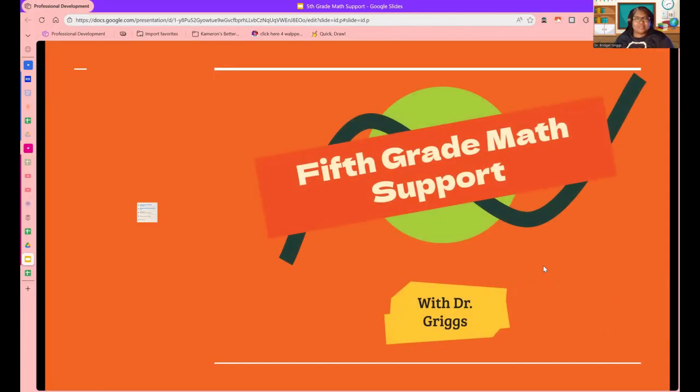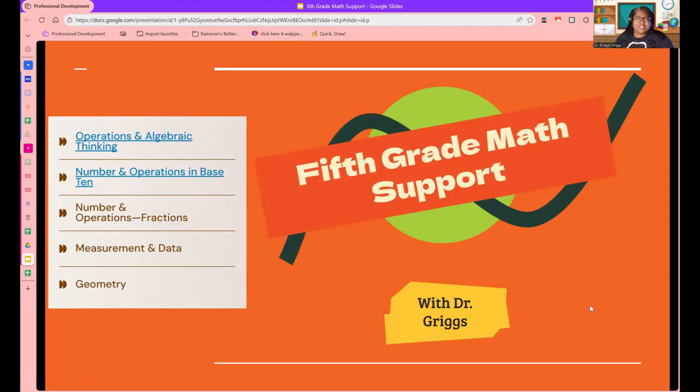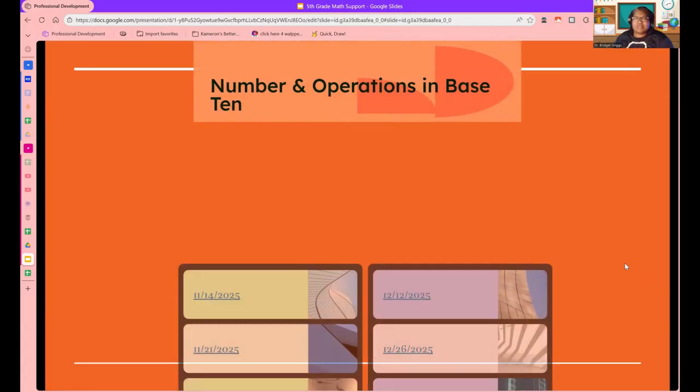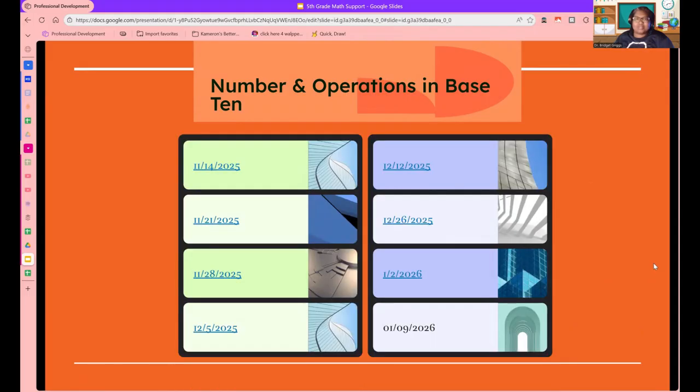Back to 5th grade math support. Again, my name is Dr. Griggs, and these are our topics for this year. We are now on number and operations in base 10. Inside of this topic, we have 8 objectives. So let's look at our objective for today.